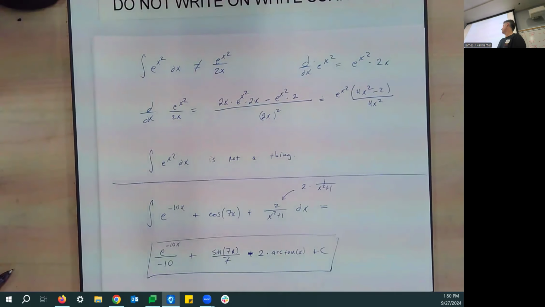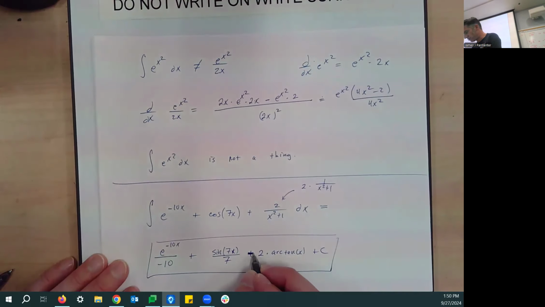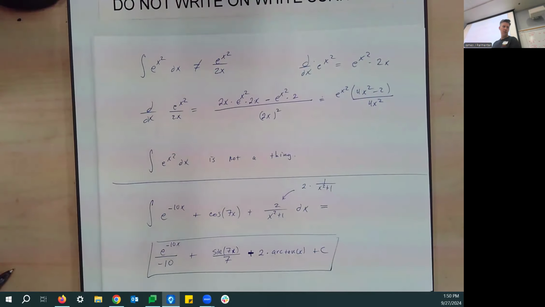Could you write that more nicely? Maybe. I guess you could write this as negative 1/10 e to the negative 10x, but nobody cares. That's not true. Somebody somewhere probably cares. Yeah, let's look at that. A couple other things that are interesting here.